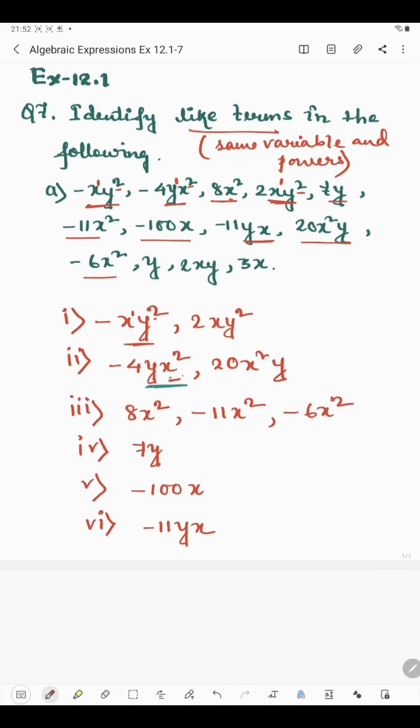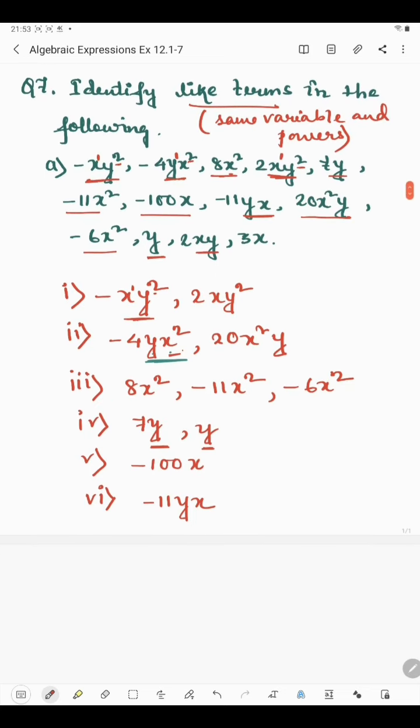Now next we have y term. Only y is present, and coefficient of y is 1 here. And here y term is present. So with 7y we'll put y because here also y is present, here also y is present. So both are like terms. Now next we have 2xy. That means we will have to search for the term xy.